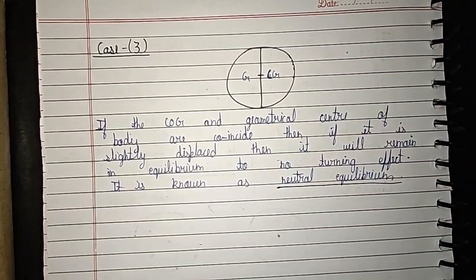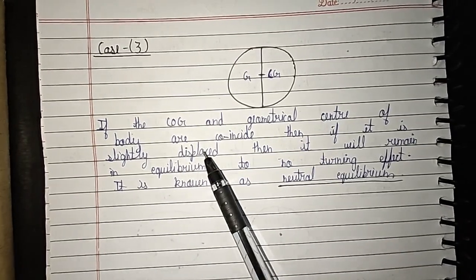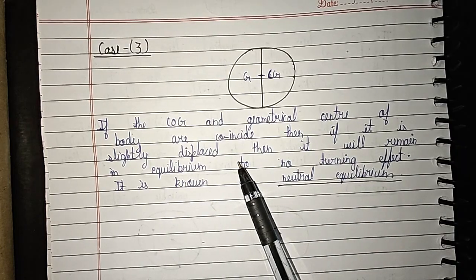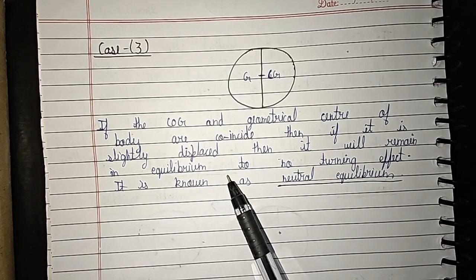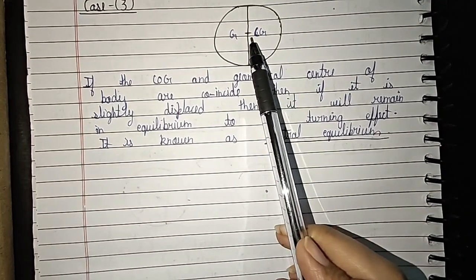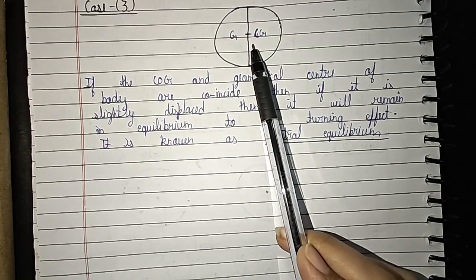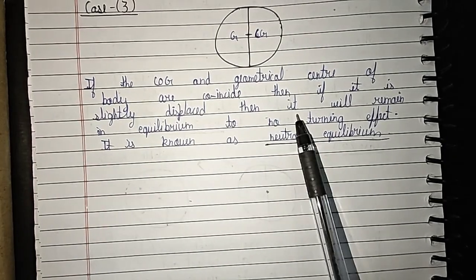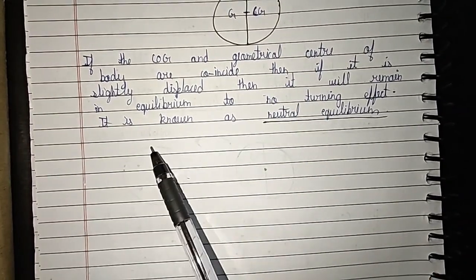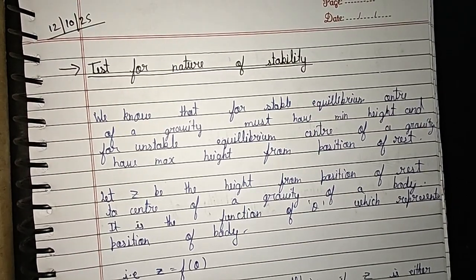Case 3. If the center of gravity and the geometrical center of a body coincide, then if it is slightly displaced, it will remain in equilibrium and there will be no turning effect. So if the center of gravity and the geometrical center lie at the same point, and the body is displaced, then it will remain in equilibrium because there will be no turning effect. This is known as neutral equilibrium. A test for stability of nature.